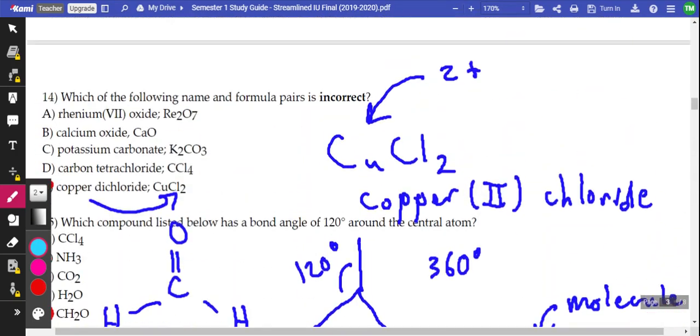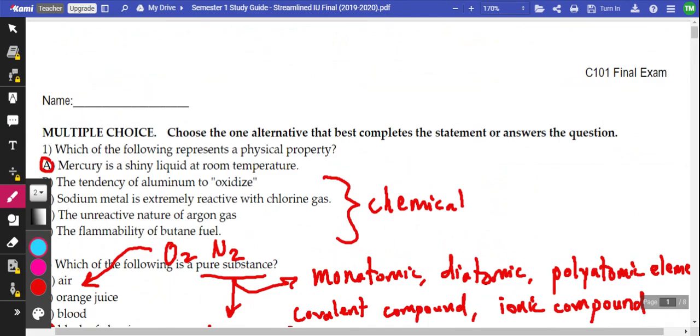I'm just scrolling all the way back to the top, so there we go.